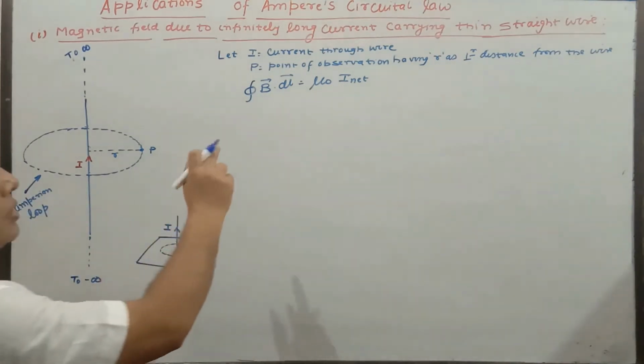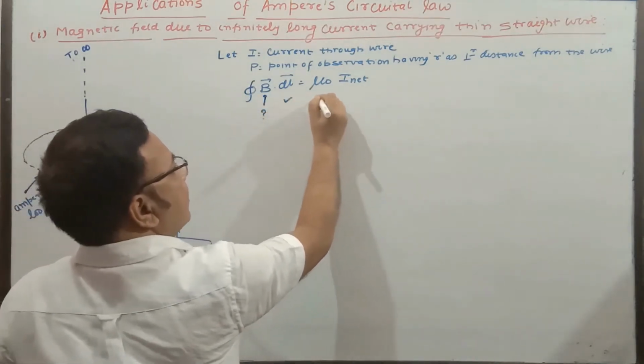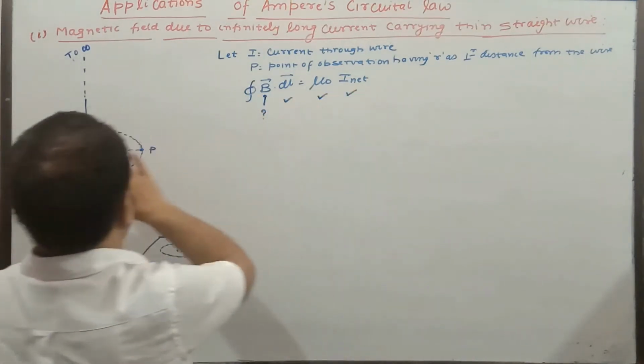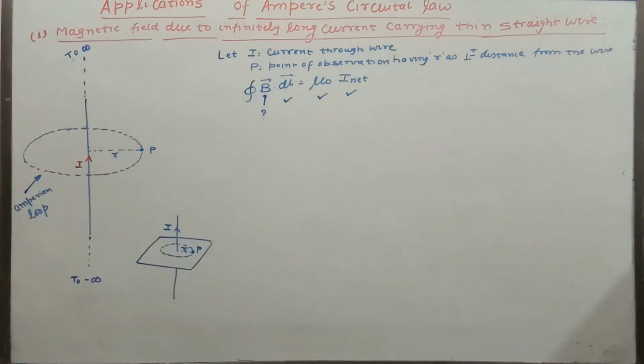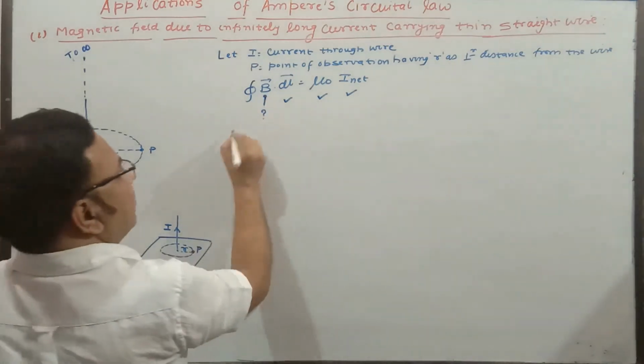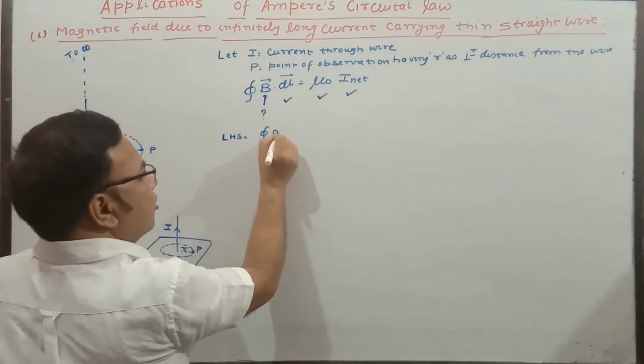In this case, this B is unknown, we have to find it out. This dl we have to use, mu naught you know, and I net we have to find out, that is the net I, but we have to take the sign convention. So let us first take the left hand side of this expression. The left hand side is the integral of B dot dl.